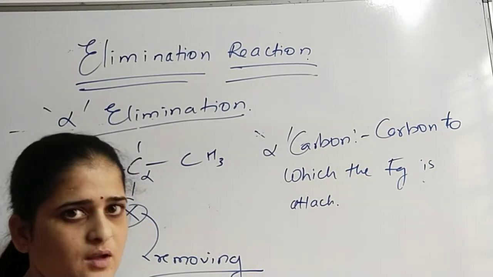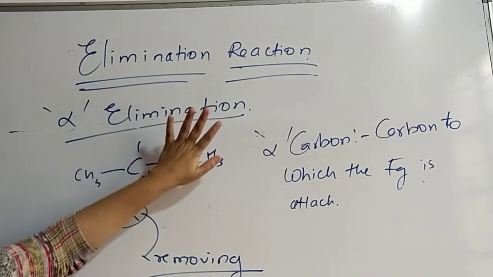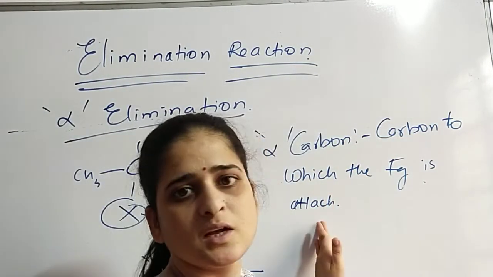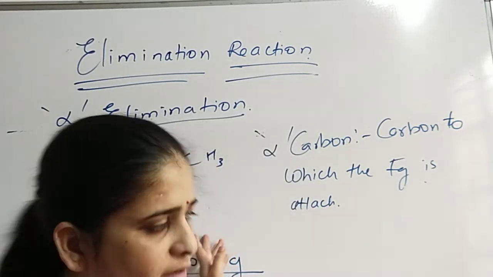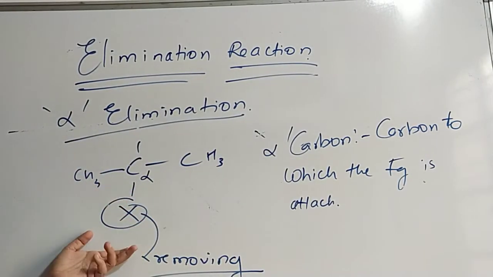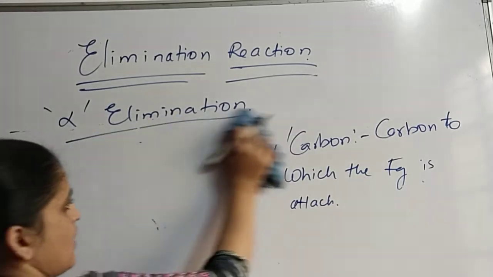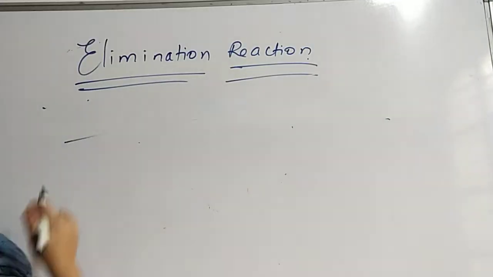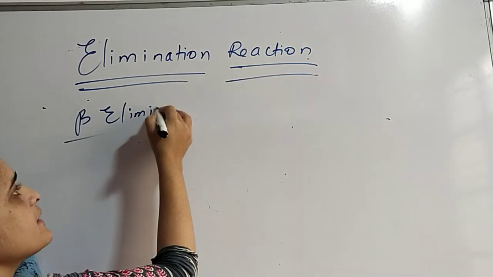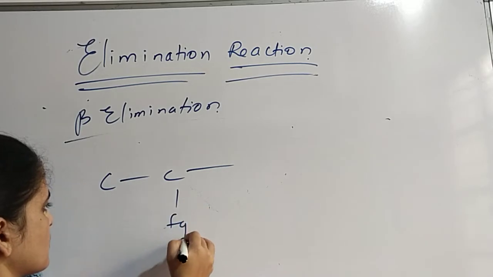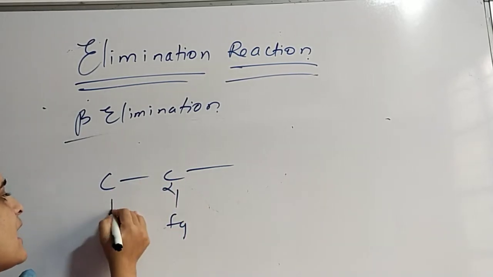It is very simple. What I told you now: there are two types of elimination reaction. Alpha elimination, and what is the alpha carbon? A carbon to which the functional group is attached is called the alpha carbon. And if the group is removed from the alpha carbon, then it is called alpha elimination. Now what do you mean by beta elimination? It will have a similar resemblance. If this is a beta elimination, you should know what a beta carbon is. Suppose this is your functional group, this is your alpha. The carbon which is next to the alpha is called beta.